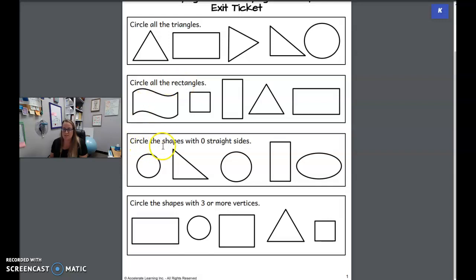The next one says to circle shapes with 0 straight sides. So if it doesn't have any straight sides, you're going to circle it. And the last one says to circle the shapes with 3 or more vertices. So if it has 3 or more vertices, you are going to circle it. And remember, the vertices are where the 2 sides come together.